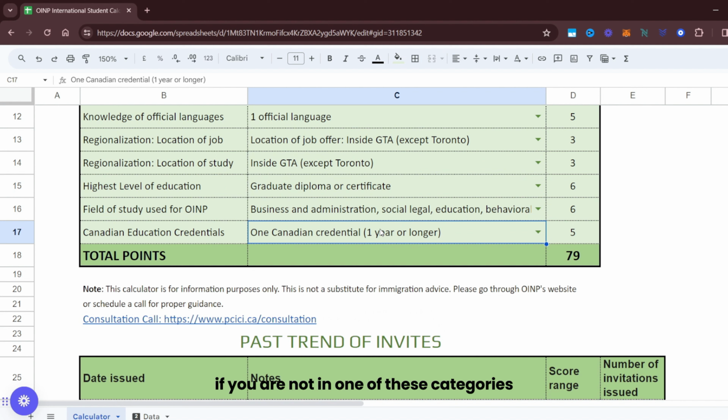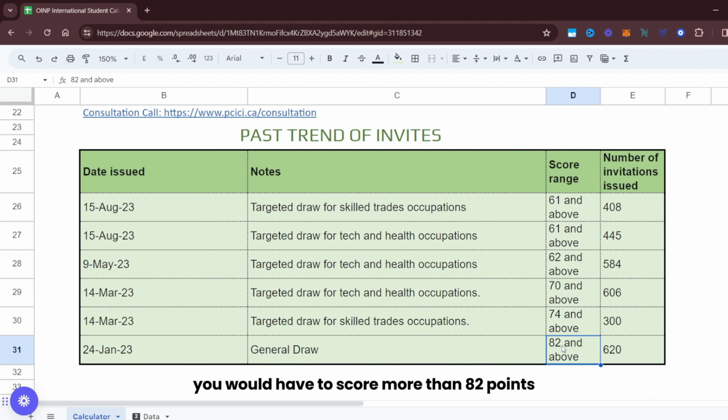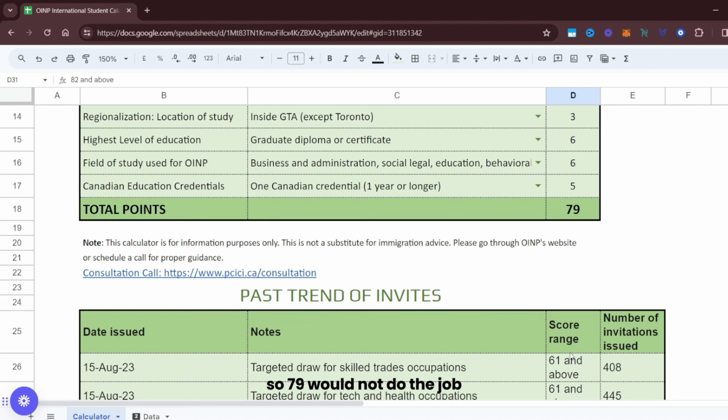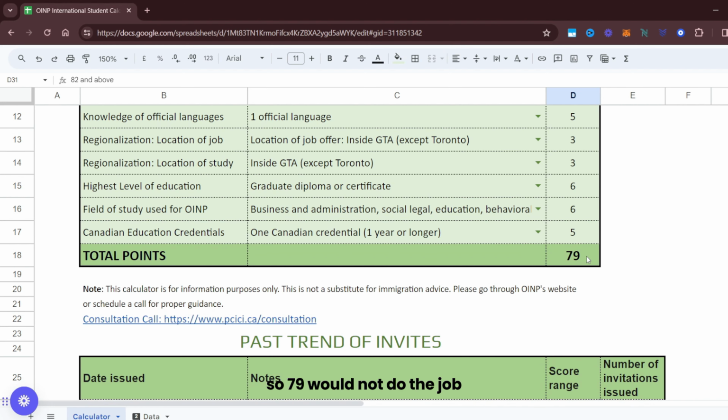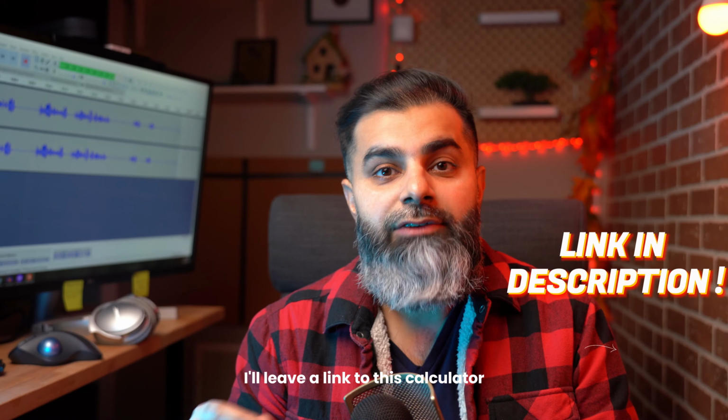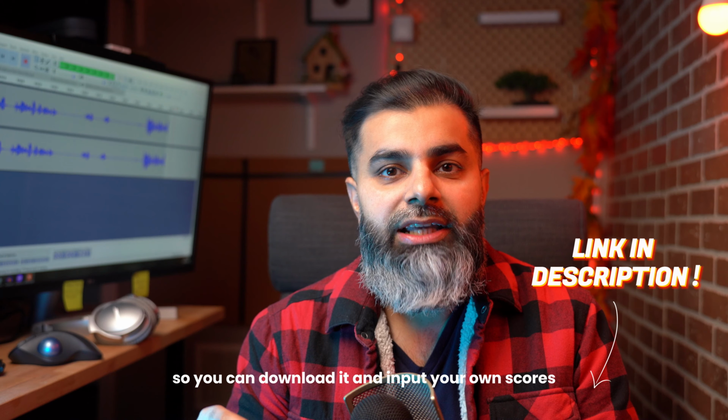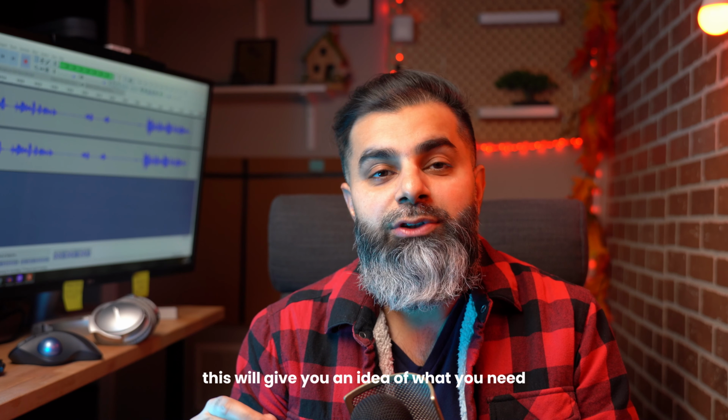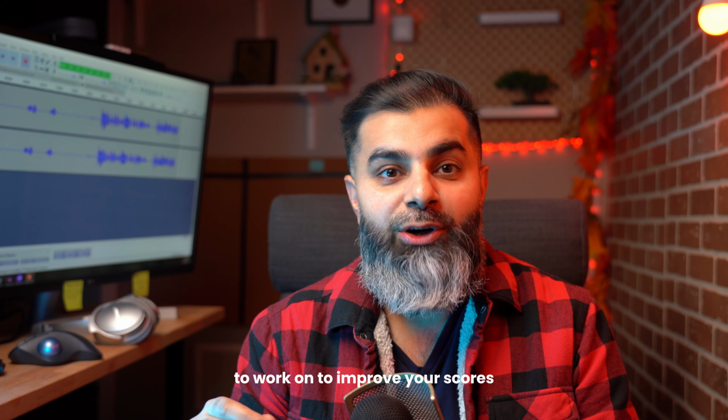If you are not in one of these categories, like we said, your education was related to business and administration, you would have to score more than 82 points as per last year's trend. So 79 would not do the job. You would need more points. I'll leave a link to this calculator so you can download it and input your own scores. This will give you an idea of what you need to work on to improve your scores.